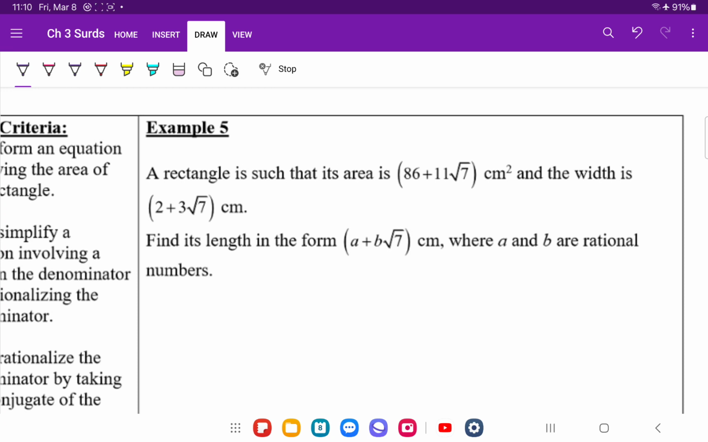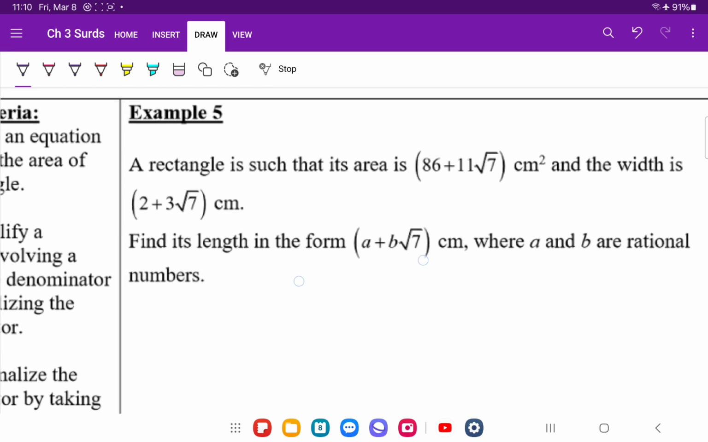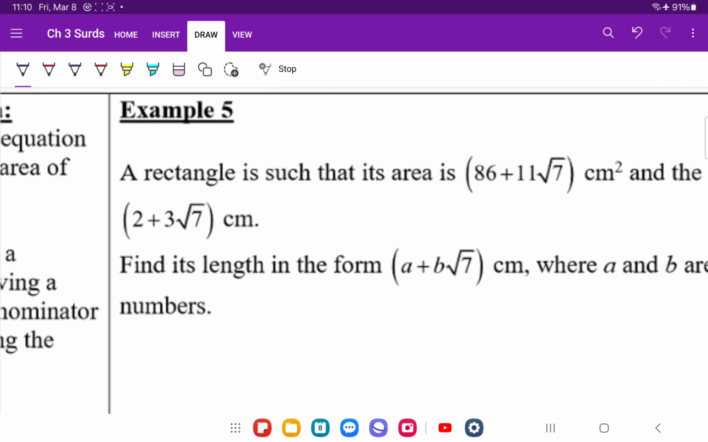But the good thing is this, look at this. They actually told you, leave your answer in this format. They already gave you a clue. Your answer looks like this, where A and B are certain numbers, and there must be a root 7 in your final answer. Okay, we'll do this after the break. I'll resume at 11:15. Okay?